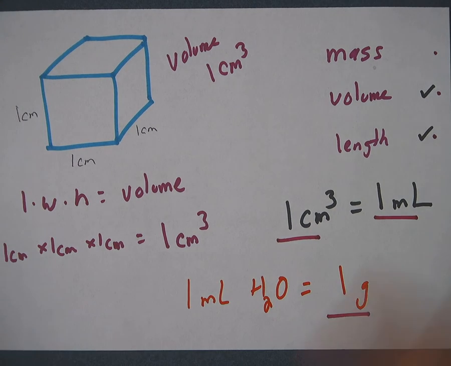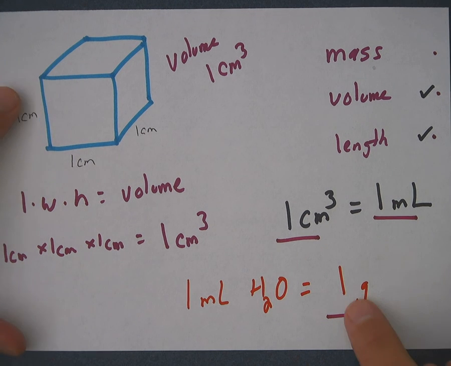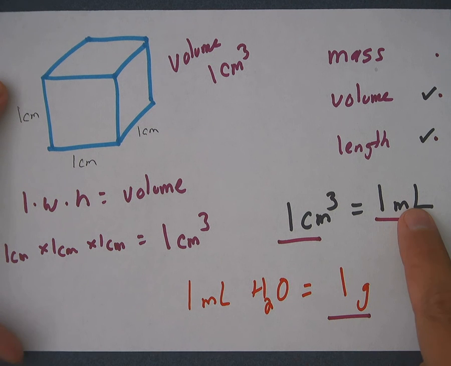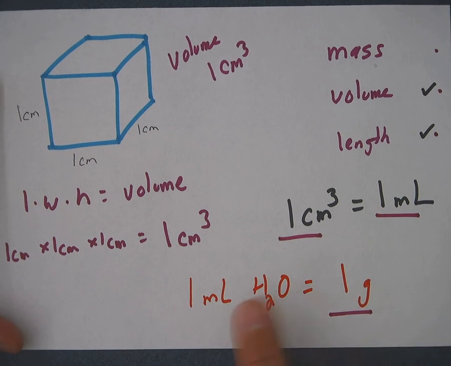So if in a lab it says you need 50 milliliters of water, you could get 50 grams of water, and that's the same thing as 50 milliliters of water. Now, this is only true for water. You can't have 1 milliliter of gold, because that doesn't weigh 1 gram. It's only true for water, but water is the most common substance on our planet. So that's a little bit of advanced things about the metric system.